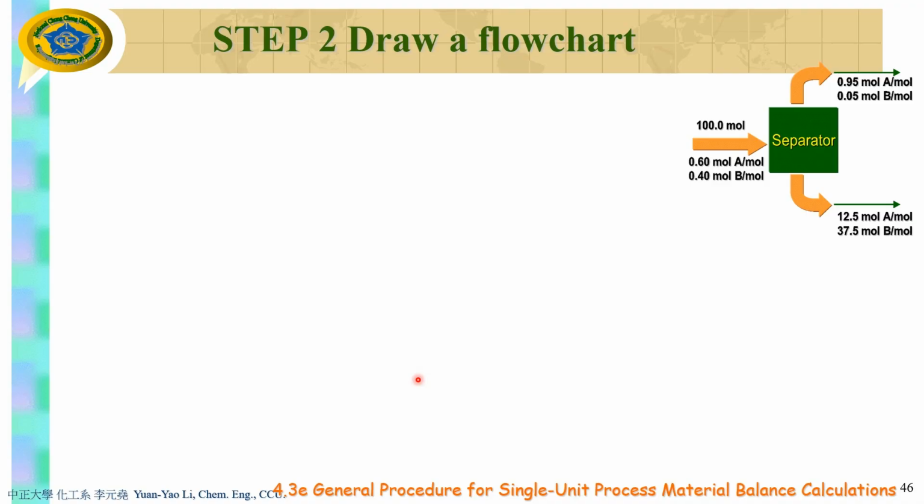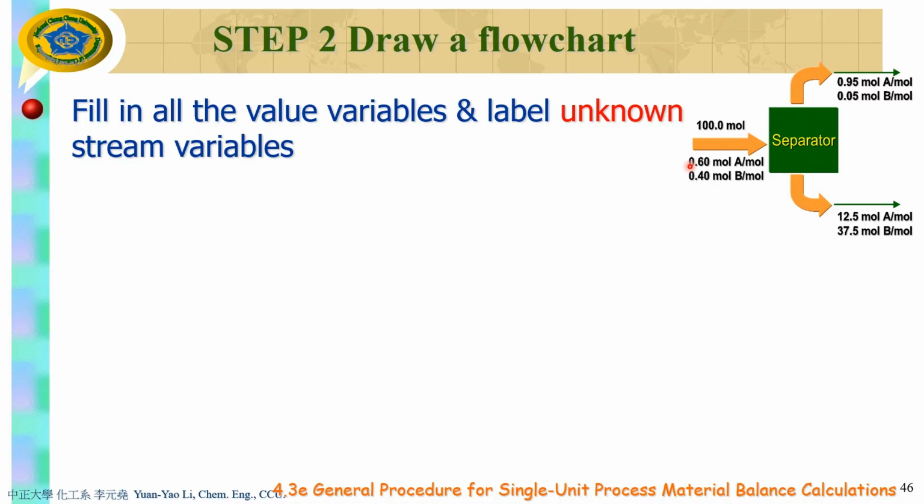And step 2 is draw a flow chart. According to the sentences, you draw a flow chart. This is a separator, this is a condenser, this is a distiller. So fill in all the variables and values and label unknowns. You can fill in all the information you know according to the sentences you read, and you put unknowns in the streams where the information is missing.